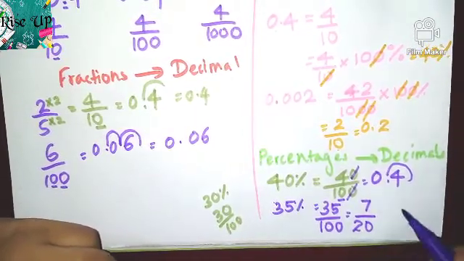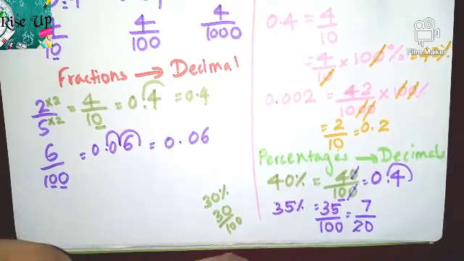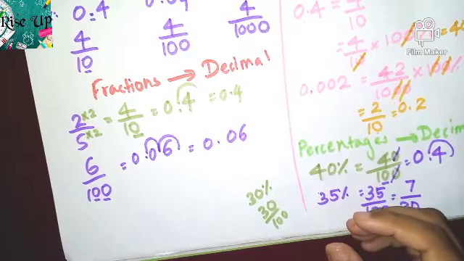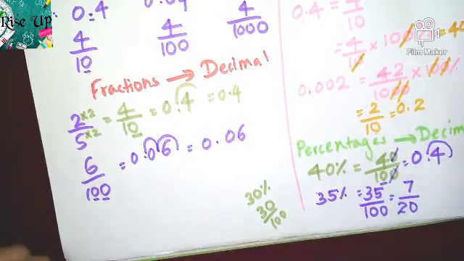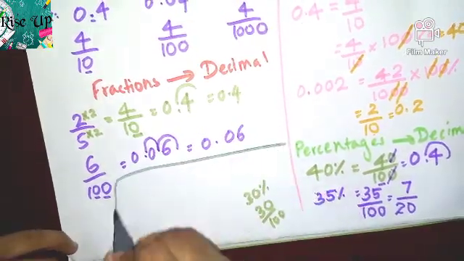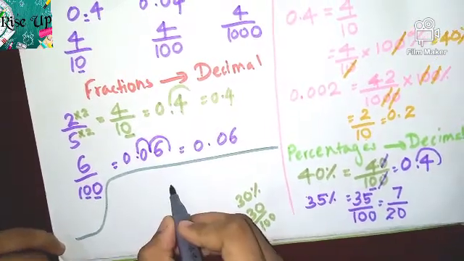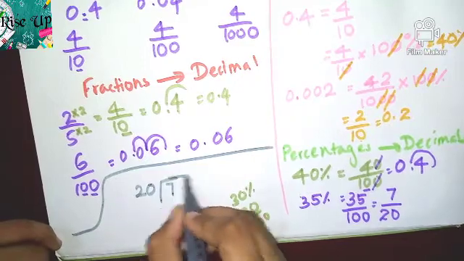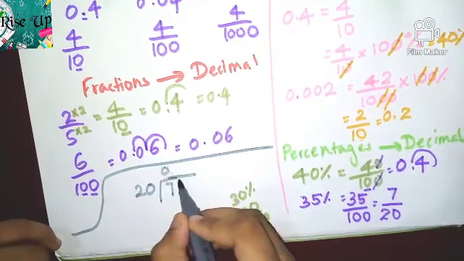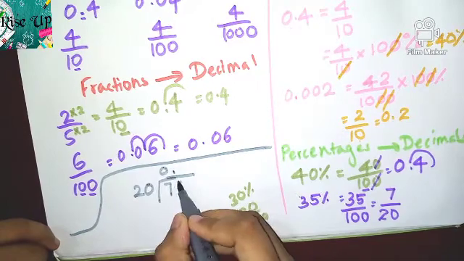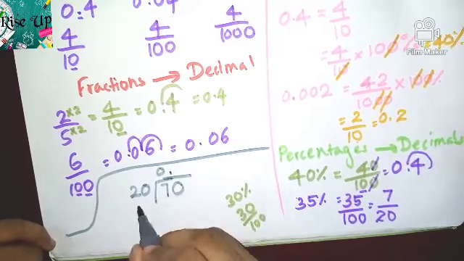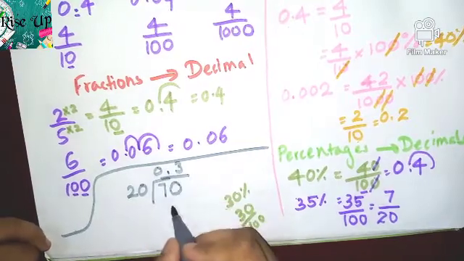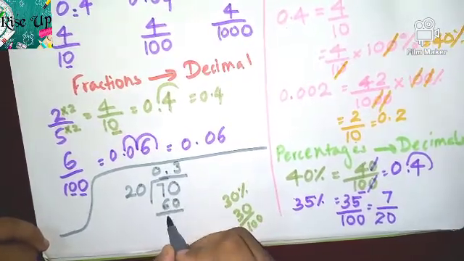To get the decimal, you can use the division method. As I taught you the division method, I'll just do my working here to show it. 7 upon 20. You have to divide 7 by 20. In 7, there are no 20s, so 0. We put a decimal point here and bring a 0 here. Inside 70, how many 20s are there? 3. 20 times 3 is 60. 7 minus 6 is 1.